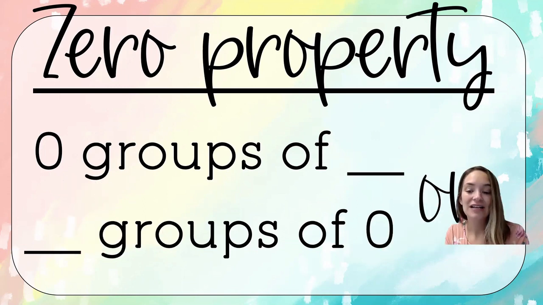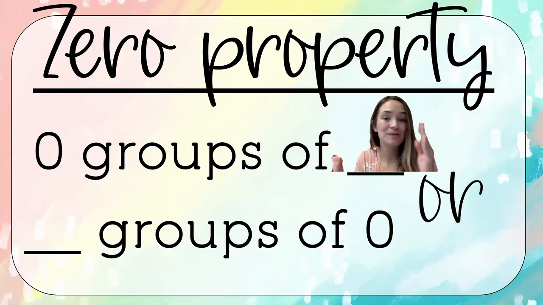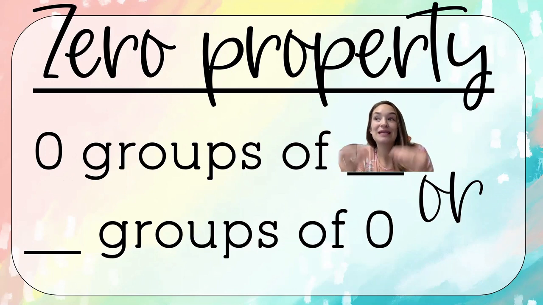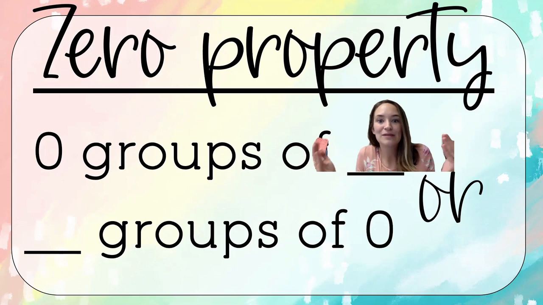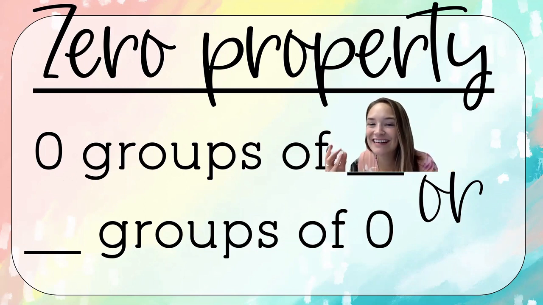So if there are literally 0 groups of me, let's say that I am in a classroom and all of a sudden I'm not there. Well, then there's literally 0 groups of Mrs. Massey. I don't exist. So 0 times 1 Mrs. Massey equals no Mrs. Masseys.